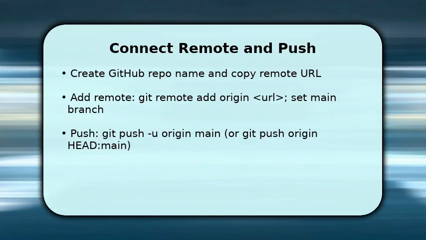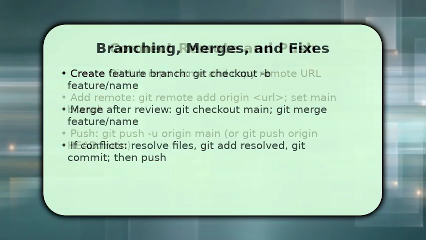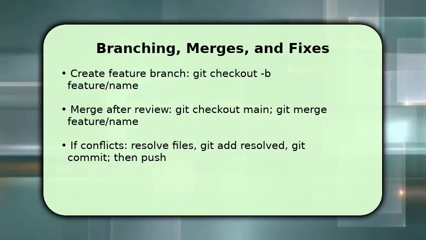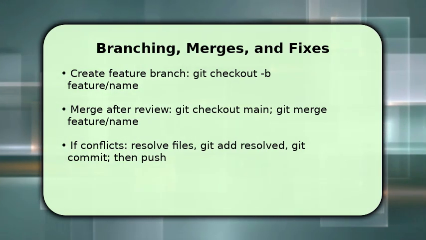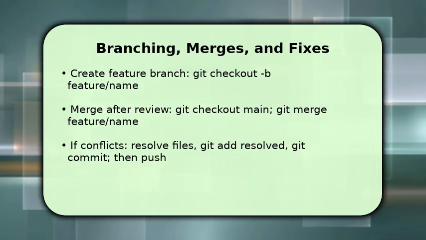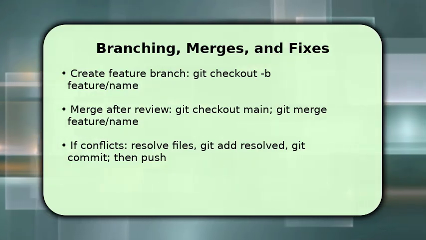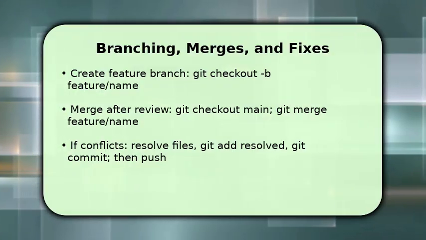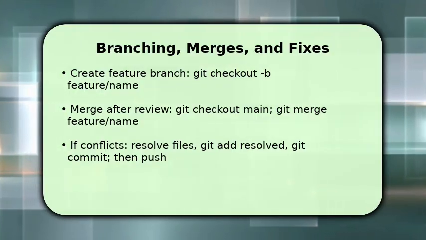Create a feature branch with git checkout -b feature/name, make changes, git add and commit. Push the branch: git push -u origin feature/name and open a pull request on GitHub for review. Once approved, merge locally or via GitHub, then git checkout main and git pull to update.